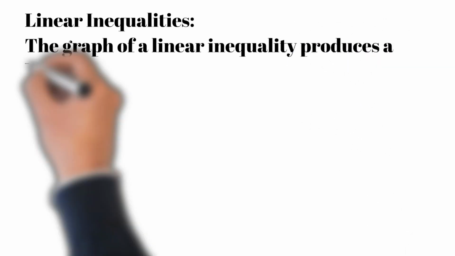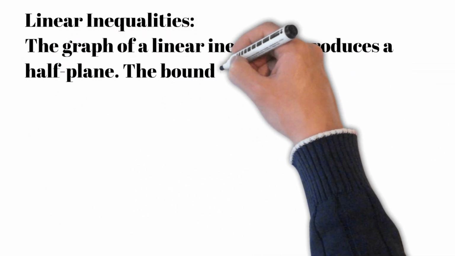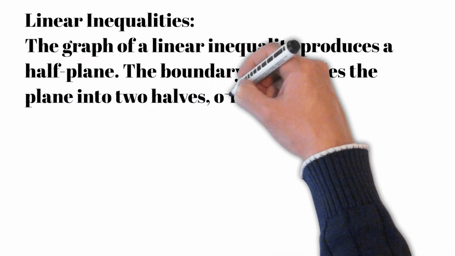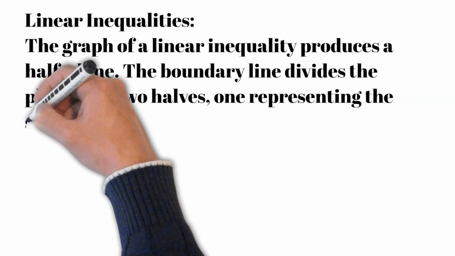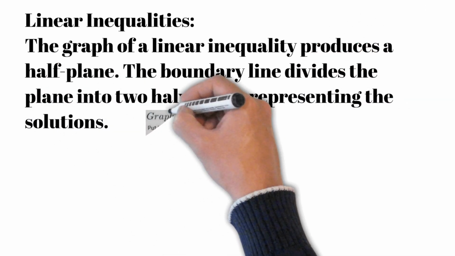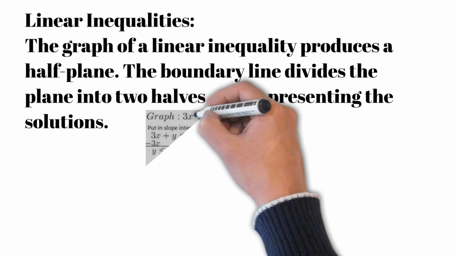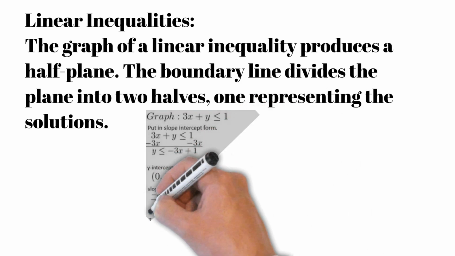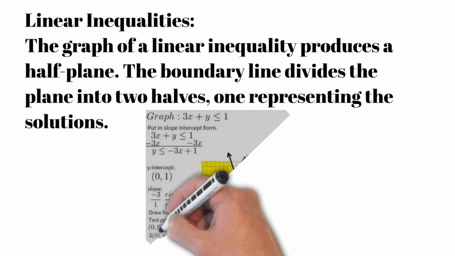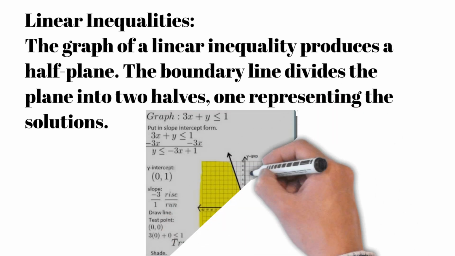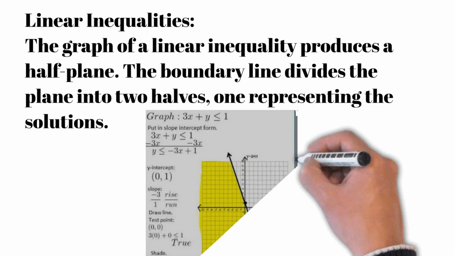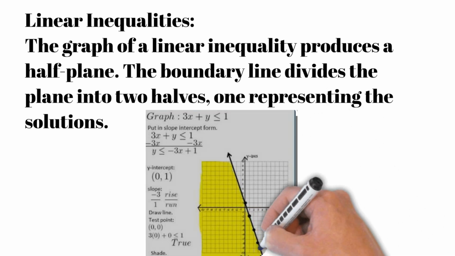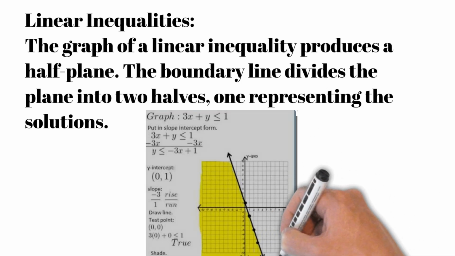Linear inequalities. The graph of a linear inequality produces a half plane. The boundary line divides the coordinate plane into two halves, one representing the solution and the other representing the area which is not part of the solution. An example is shown here with the steps required and the drawing, and you realize there are two half planes, the shaded portion and the non-shaded portion.